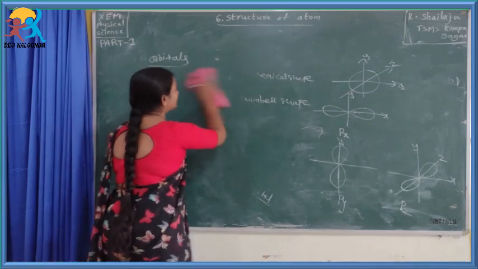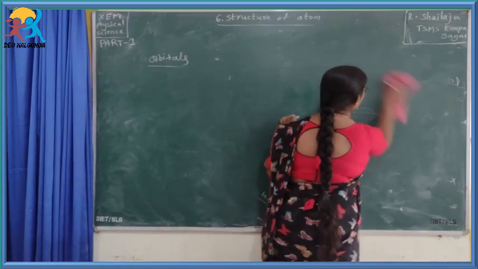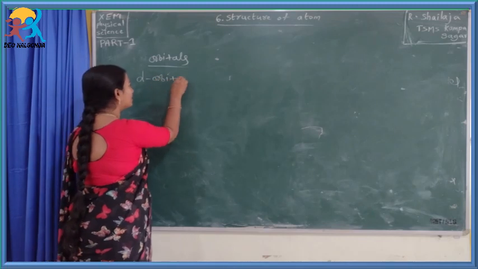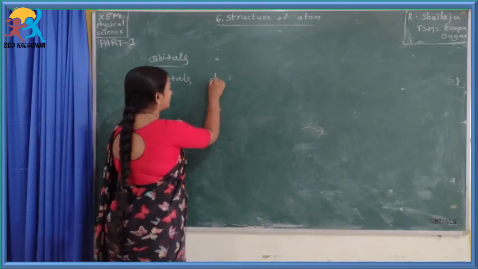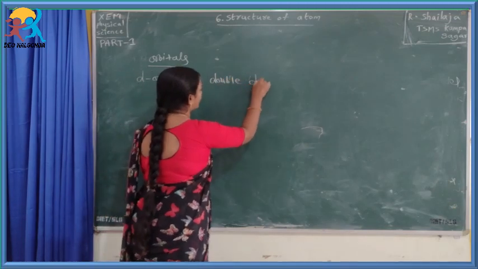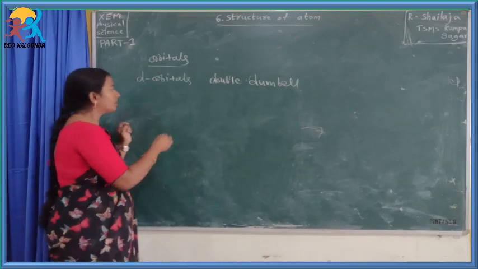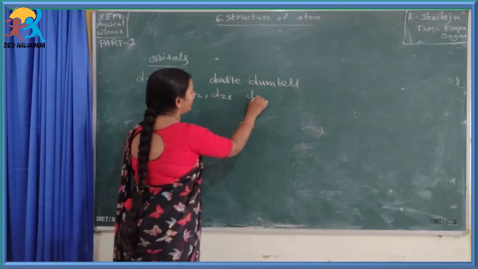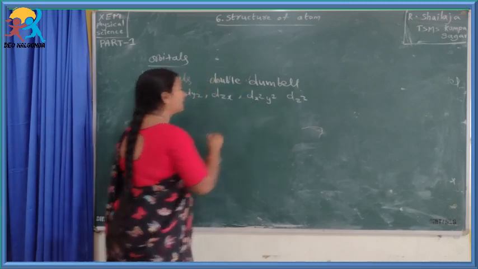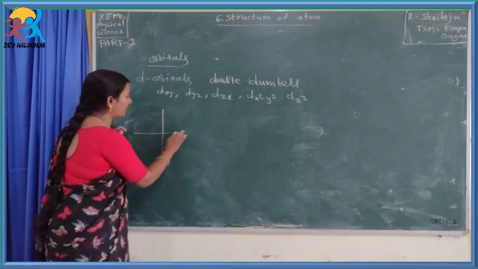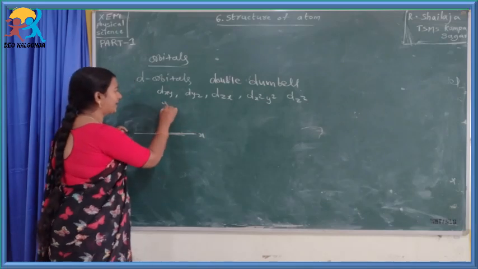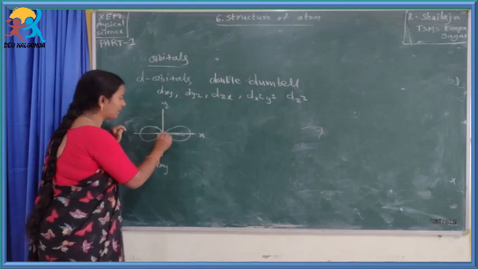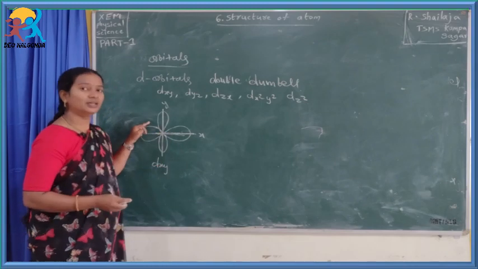And the last one, d orbitals. D orbitals are double dumbbell. Okay, they are dxy, dyz, dzx, dx square minus y square and dz square. Okay, so here dxy, it is x axis and it is y axis. 2 dumbbells, it is dxy. One dumbbell is along the x axis, one dumbbell is along the y axis.